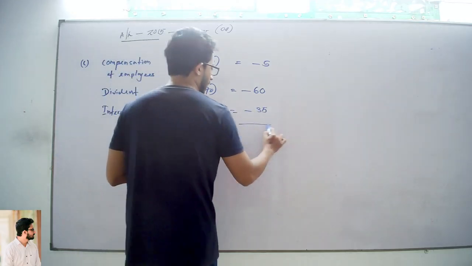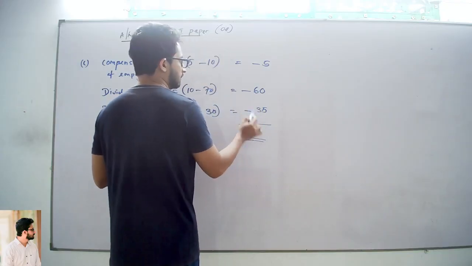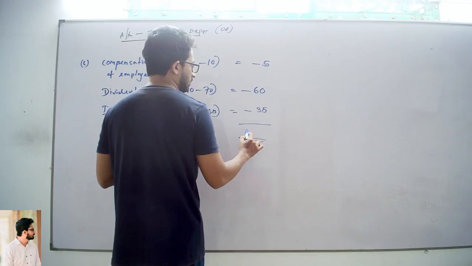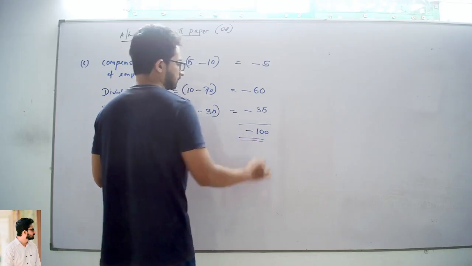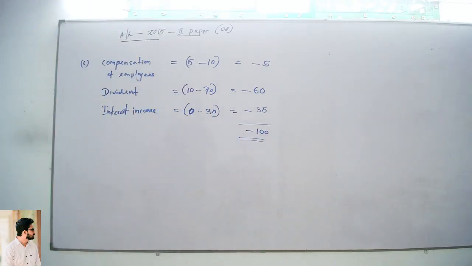Then, Buddha, add them together. Minus 60, minus 35, minus 5. How much is the total value? Minus 100. What is this, Lamai? Sandil, what is this minus 100 the balance of?